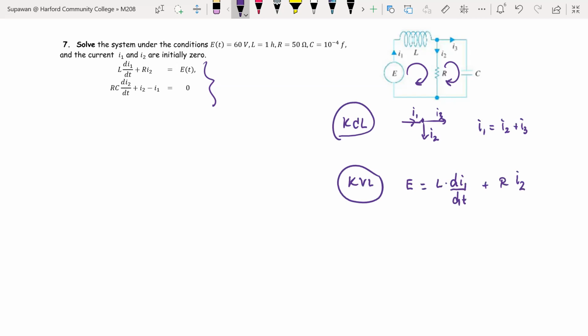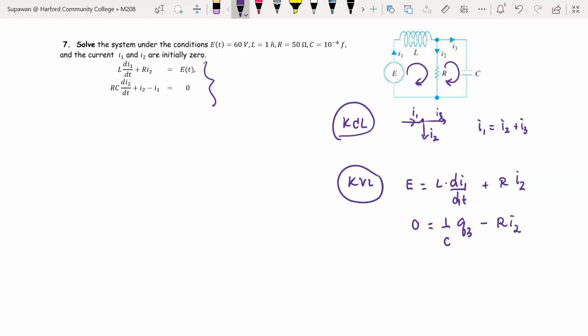And next for loop 2. For loop 2, the I3 goes across the capacitor. So 0 equals 1 over C times Q3. And the I2 goes in the opposite direction, so it's going to be a negative sign of R multiplied by I2, as a second equation.